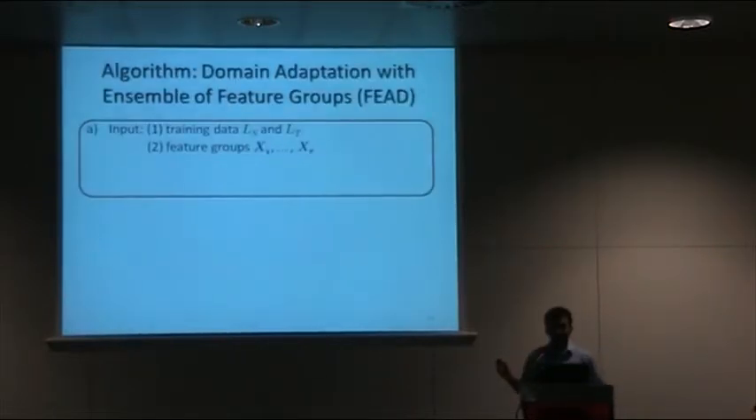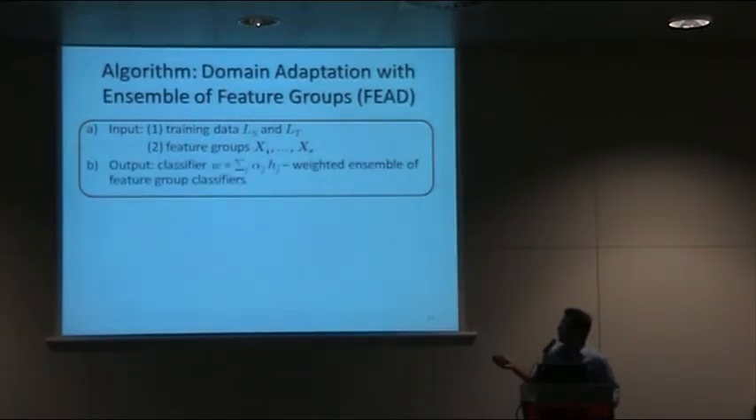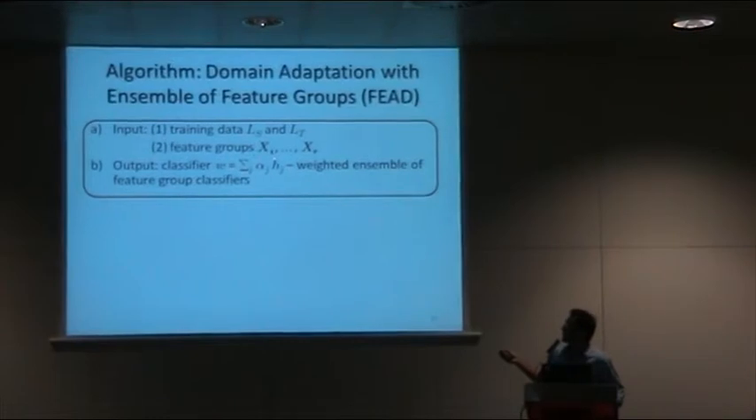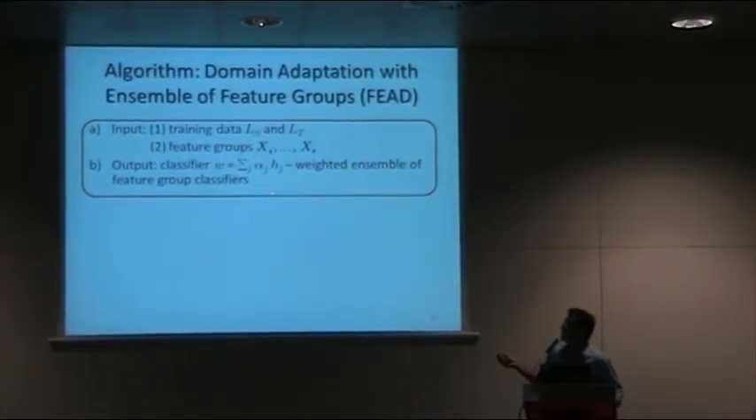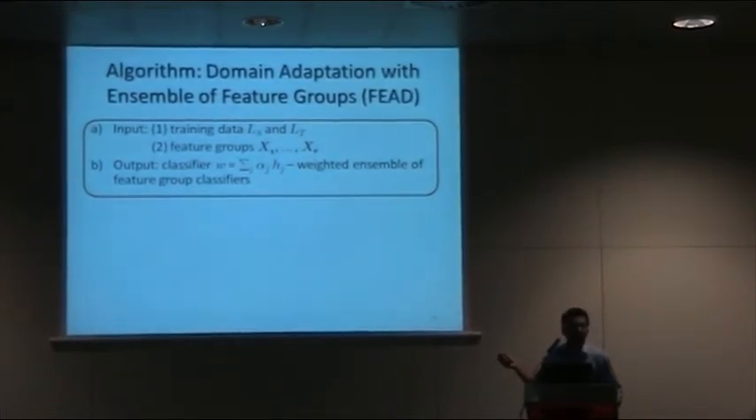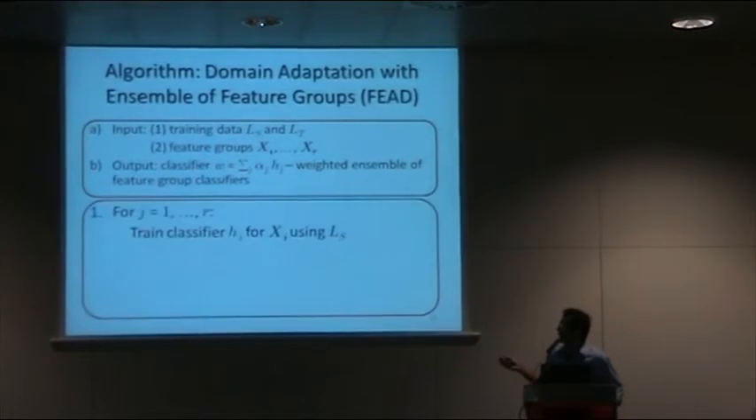Alright, so here is an algorithm which is very easy to understand. You're given training data Ls and Lt, and you're given feature groups x1 to xr. What you want to output is a classifier which is a weighted ensemble of feature group classifiers. So alpha j is the coefficient and hj is the classifier based on feature group xj. And the algorithm is very simple.